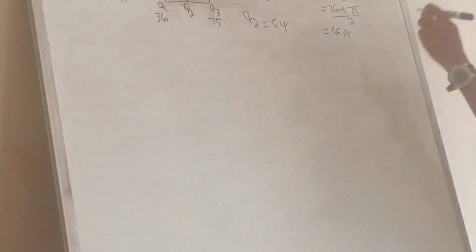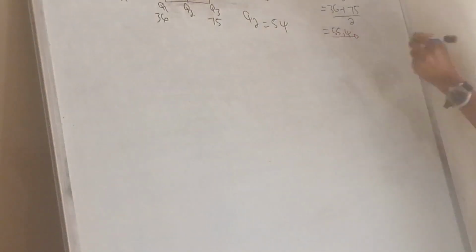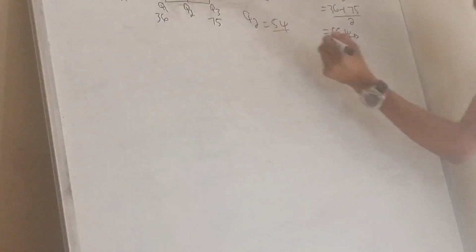Equidistant from Q1 to Q3. But the original Q2 is 54, how you calculate it in your data set. We want a highly symmetrical value so that we can compare whether they are skewed to the left or skewed to the right. Now that we have the highly symmetrical value of 55.4, what do we get for Q2? 54.